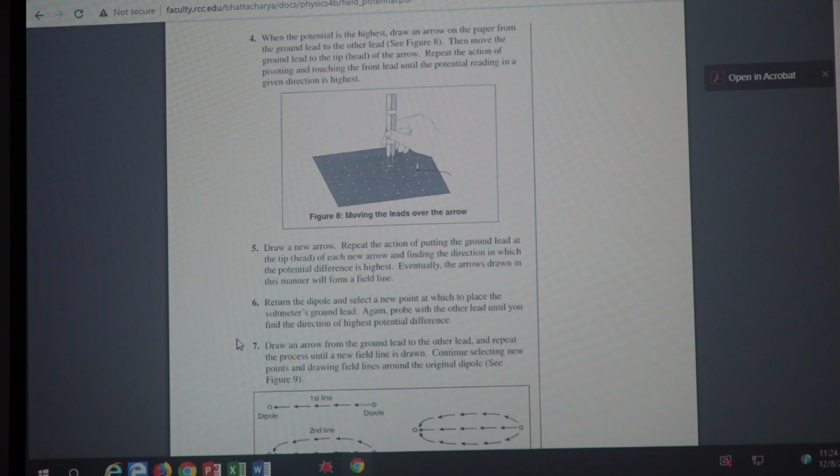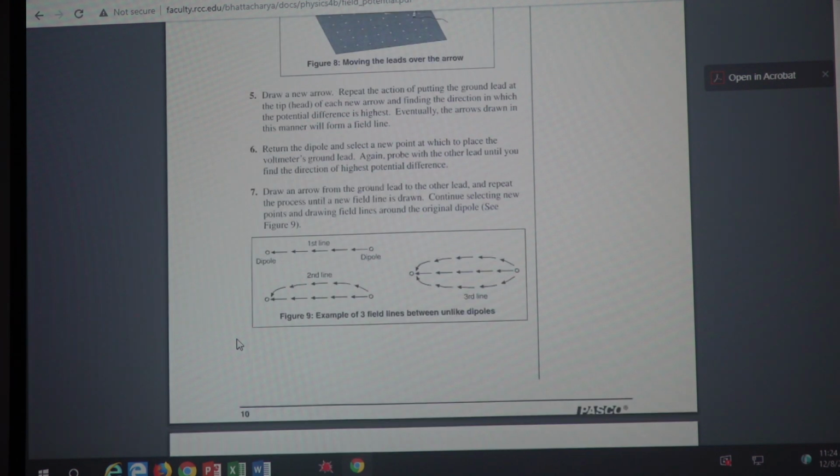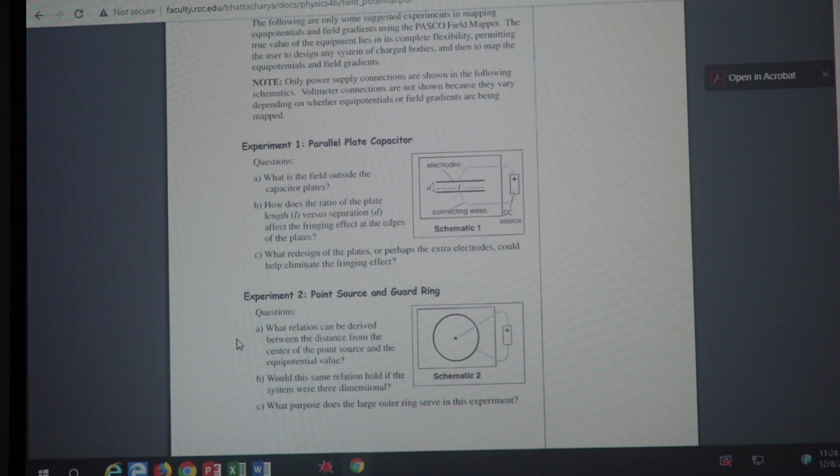And hopefully you will get to draw something like that. I will try to do this for you and see how successful I am or not.